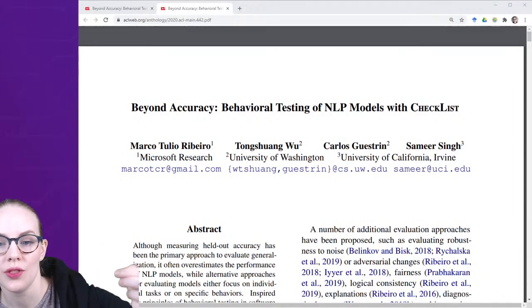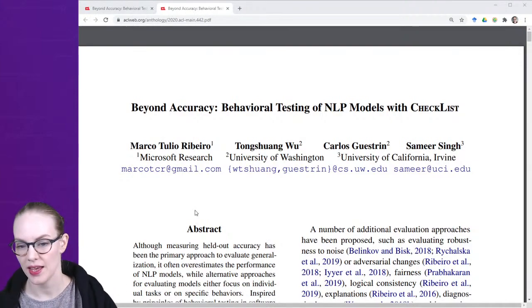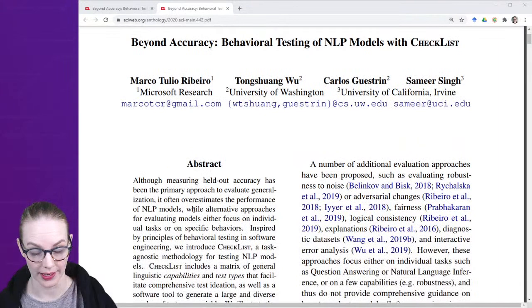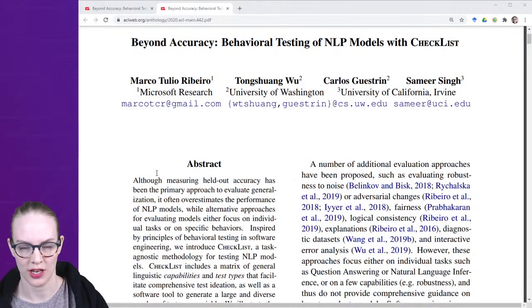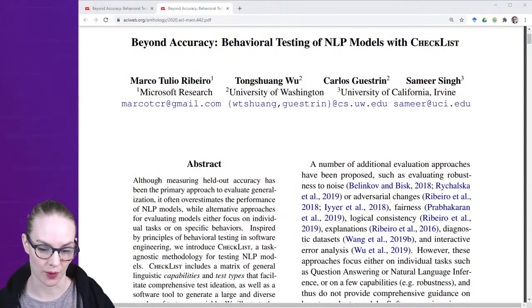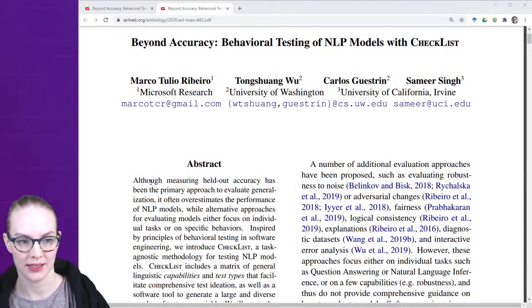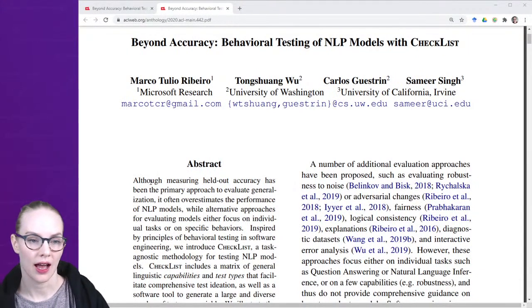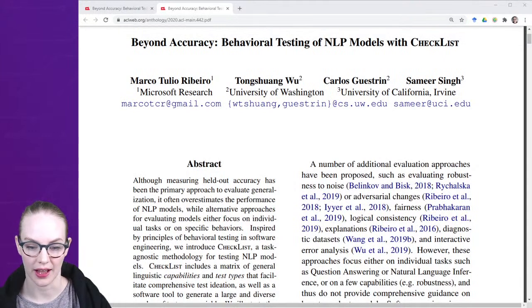And the paper is Beyond Accuracy, Behavioral Testing of NLP Models with Checklist. It is from ACL 2020. So ACL, the Association for Computational Linguistics, is an organization that runs all the biggest and best NLP conferences, basically. It's the most prestigious venue, and ACL is the flagship conference, and this paper won Best Paper. So it's a paper that the community has sort of earmarked as being very high quality.